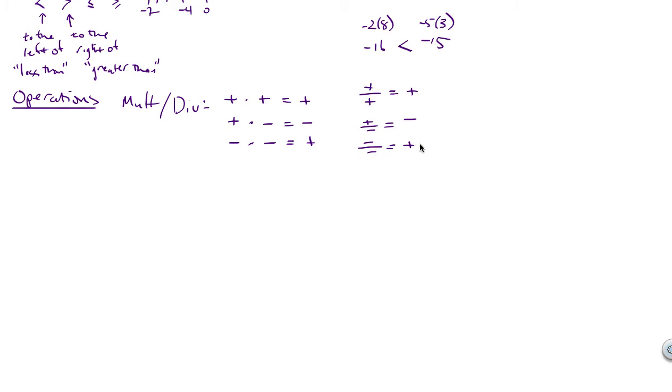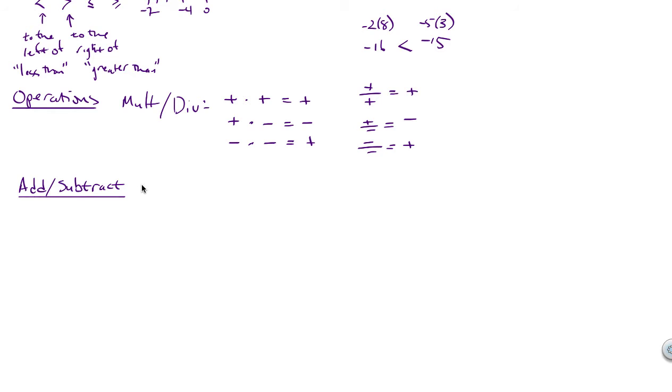And that's because division is the same as multiplication, right? Dividing by something is the same as multiplying by the reciprocal. So the rules for multiplication and division are the same. Addition and subtraction are a different deal. It depends upon which one's bigger. So we'll start with addition first.